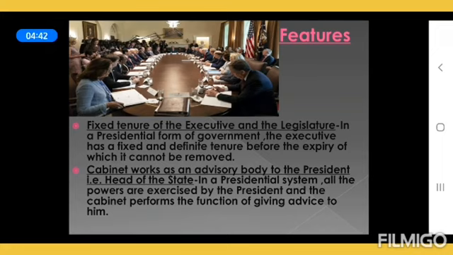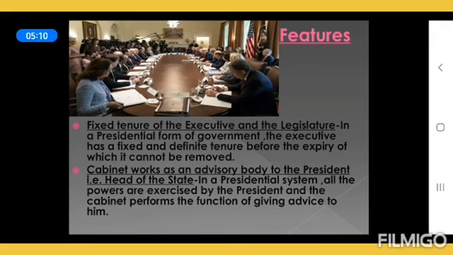The only difference over here is that the cabinet ministers are known as secretaries in the presidential form of government. The cabinet consists of the heads of the various departments who are all appointed by the president. In the parliamentary form of government, the cabinet ministers are appointed by whom? By the prime minister, right?